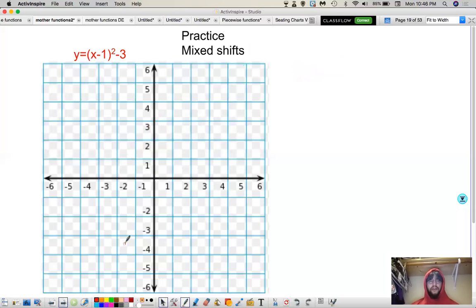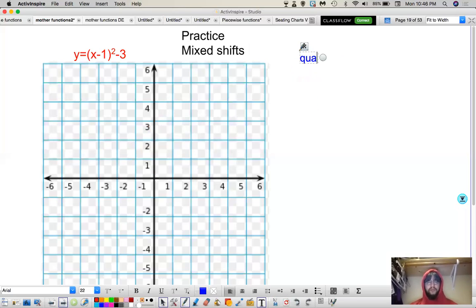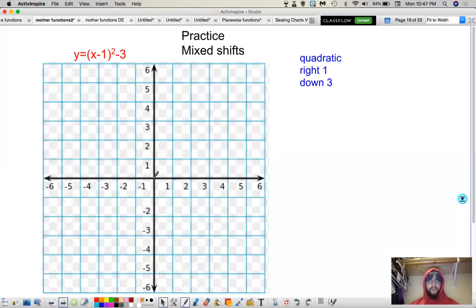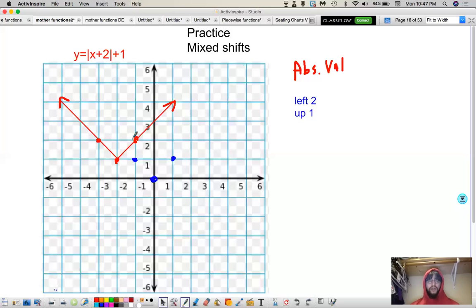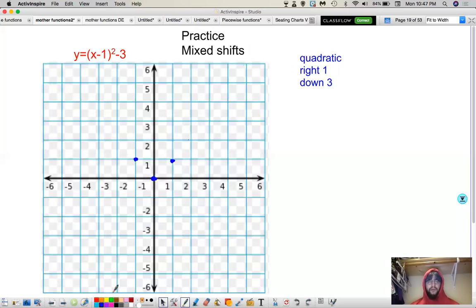What kind of mother function do we have going on here? Quadratic. What kind of shifts do we have? Right 1, down 3. Okay, quadratic mother function, same basic points as the absolute value mother function: (0, 0), (1, 1), (-1, 1). So remember, the difference is how we draw these. I use my straight line drawing tool for the absolute value. Cannot do that for the quadratic. Let me shift these points. Right 1, down 3.